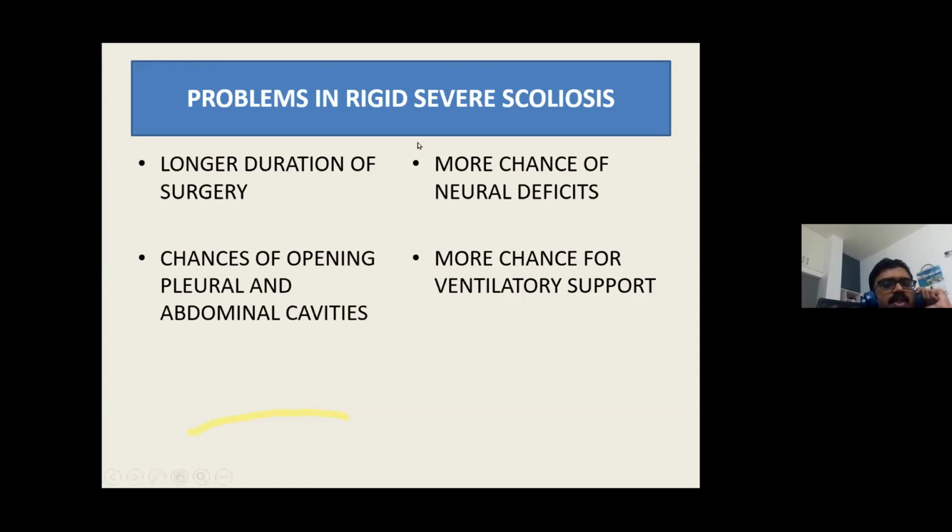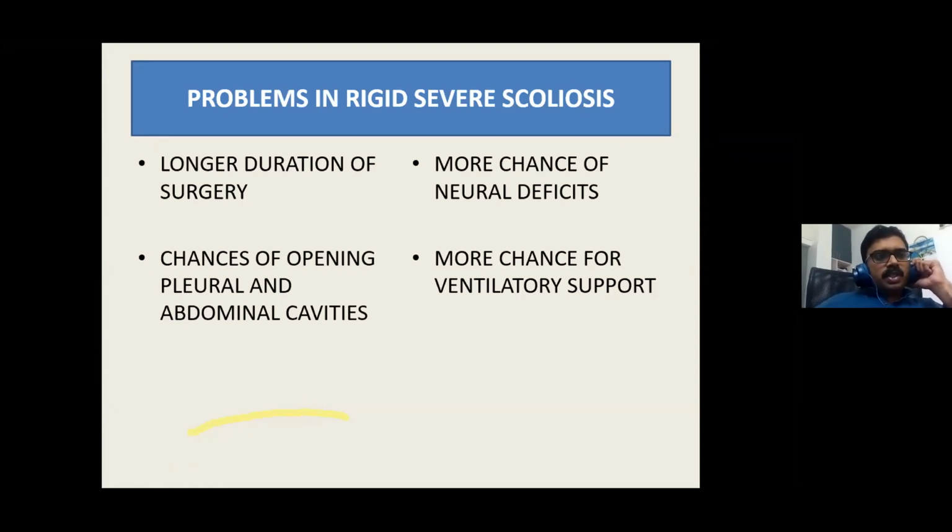Now, in rigid severe scoliosis, whatever surgery you do, if you are doing an anterior surgery, there's a chance for opening up of the pleural cavity or the abdominal cavity, as the need may be. Even if you are doing the posterior surgery, there is a chance that you may inadvertently enter into the pleura or sometimes rarely into the peritoneum. So there is definitely a chance of opening of the pleural and abdominal cavities, which will determine the postoperative management of these patients.